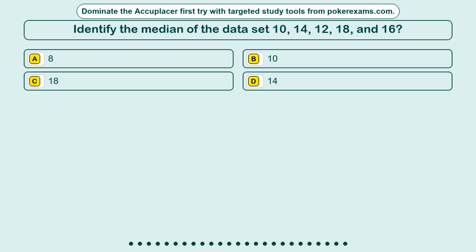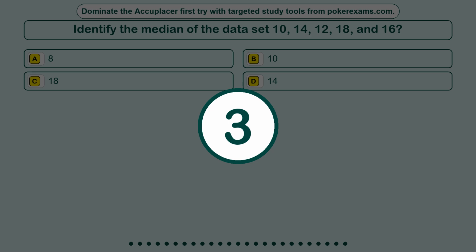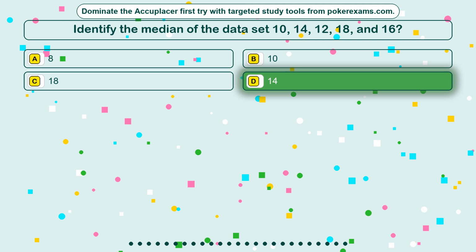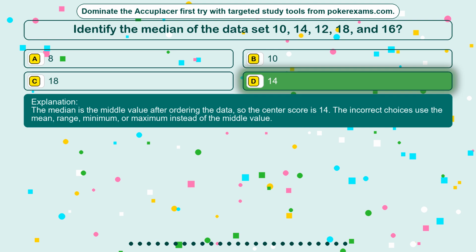Option A, 8. Option B, 10. Option C, 18. Option D, 14. The correct answer is option D, 14. The median is the middle value after ordering the data, so the center score is 14. The incorrect choices use the mean, range, minimum, or maximum instead of the middle value.